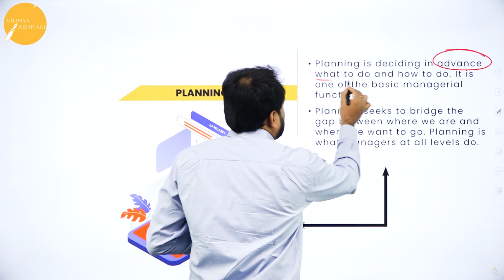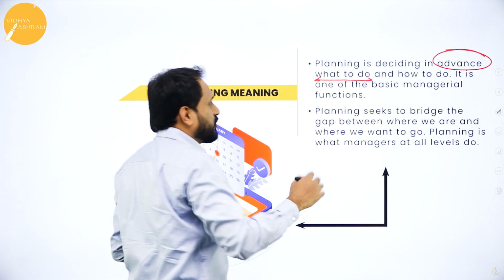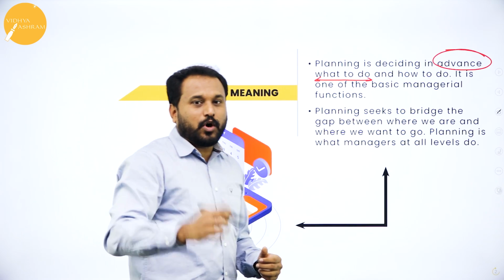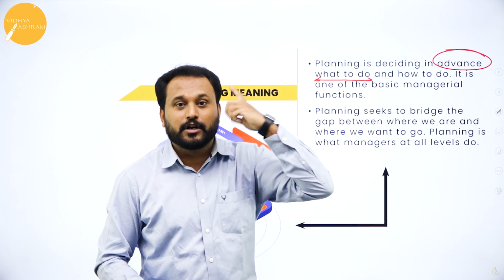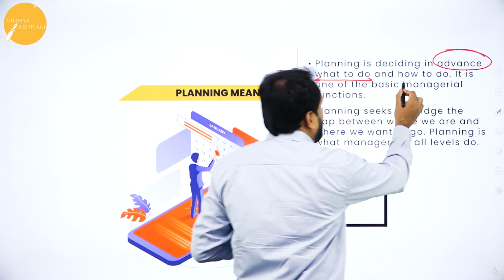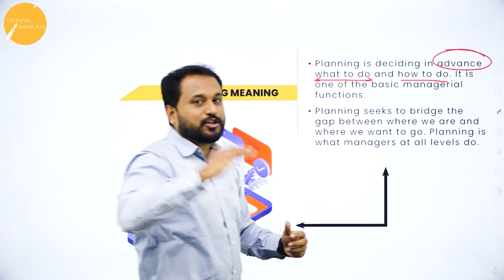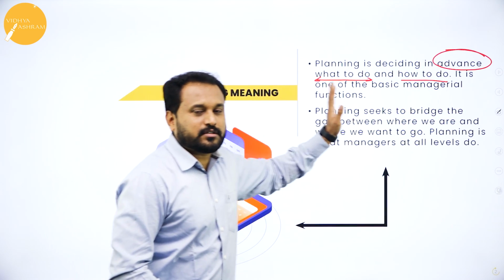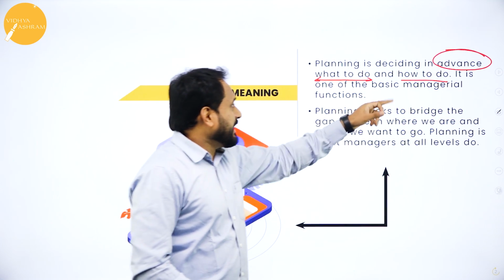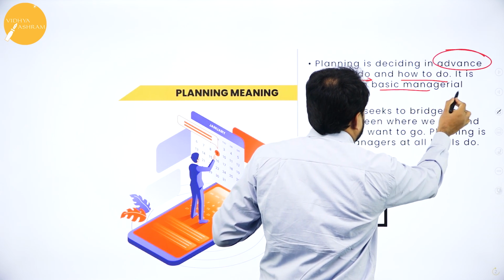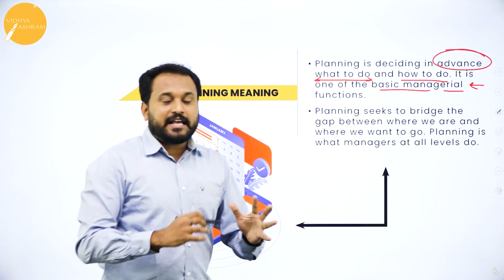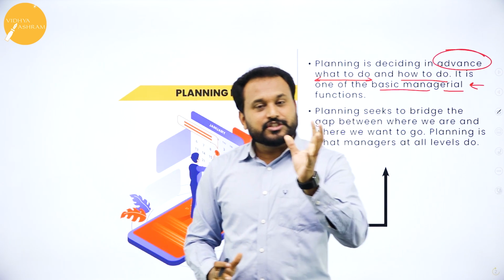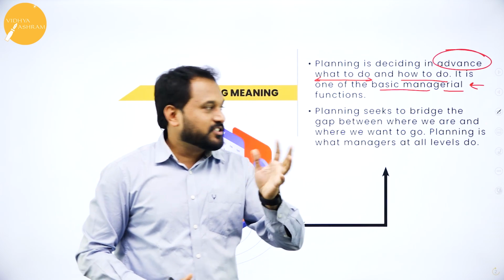What to do, in the sense of what you should do. Before that, you need to have planning: what is your objective, your goal, everything you are supposed to go for, and how to do it. It answers all the questions of what to do and how to do. It is one of the basic managerial functions. Please understand this word, managerial. Managerial function means functions of management.